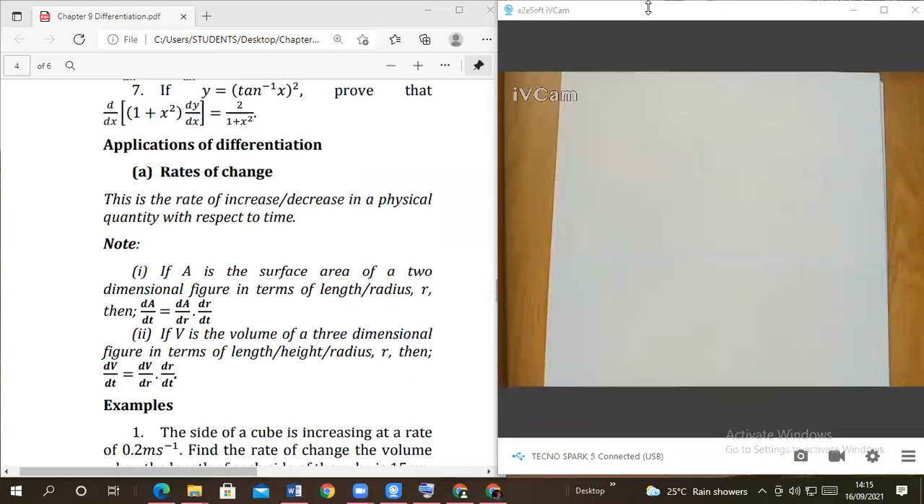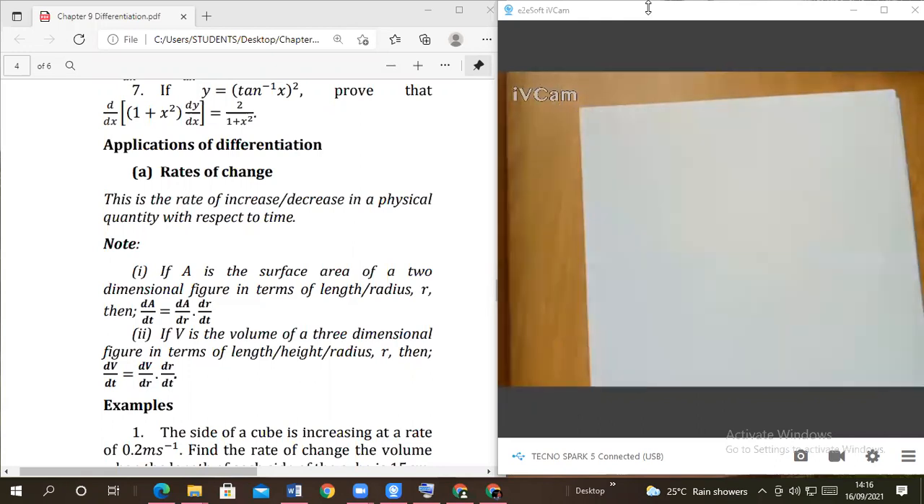Then point number 2, if it is a volume, the same, we use the chain rule. We shall have the rate at which volume is changing, that is dV/dt, as dV/dr, if the formula we are going to use is in terms of r, then times dr/dt. So that said, it means we are going to have the variable, let's say volume, in terms of one dimension. I'll give you an example. We have, let's say, a cone.